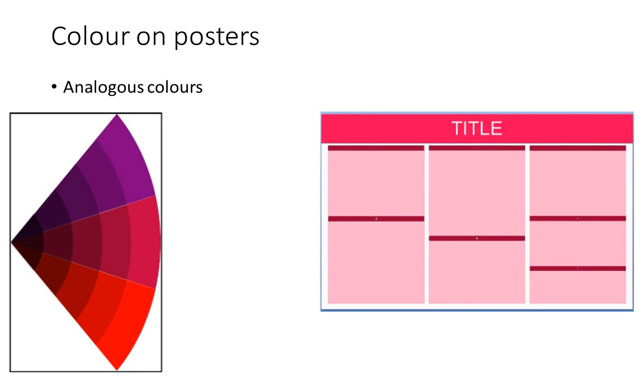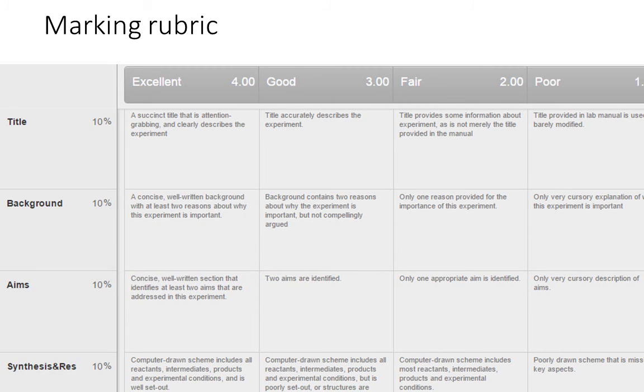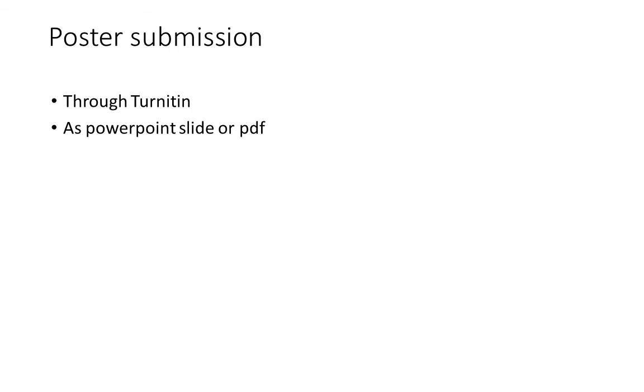For more information on how your poster will be marked, make sure to look at the marking rubric on Turnitin. You are not required to print out your poster for this experiment. Instead, you should submit it through Turnitin, as for all other reports. Submit your poster as either a PowerPoint slide or a PDF. No other document types will be accepted.